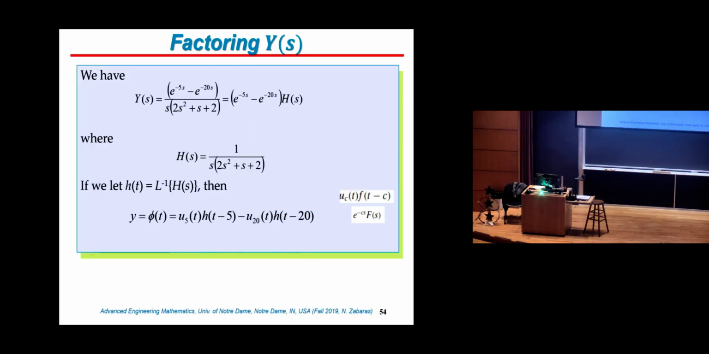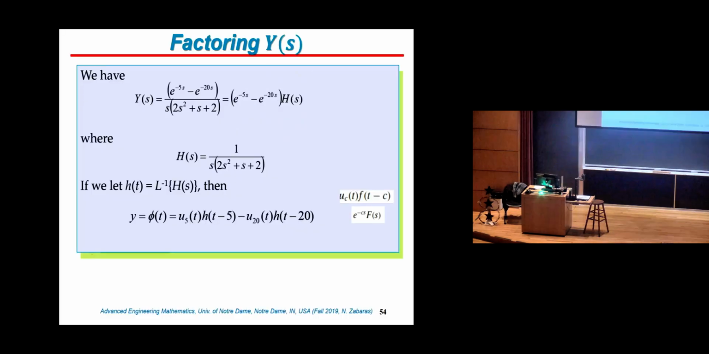All right, so that's the answer. If somehow we can compute the function h of t that has this Laplace transform, the solution is this, right? It is the function h shifted by distance 5, that's it, okay? Minus the function h shifted by a distance 20.